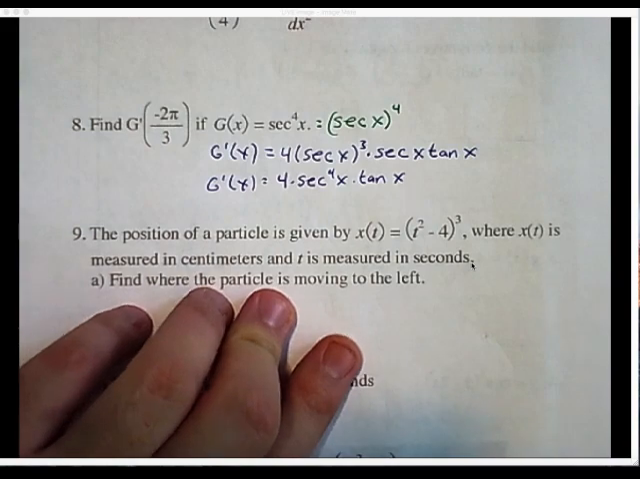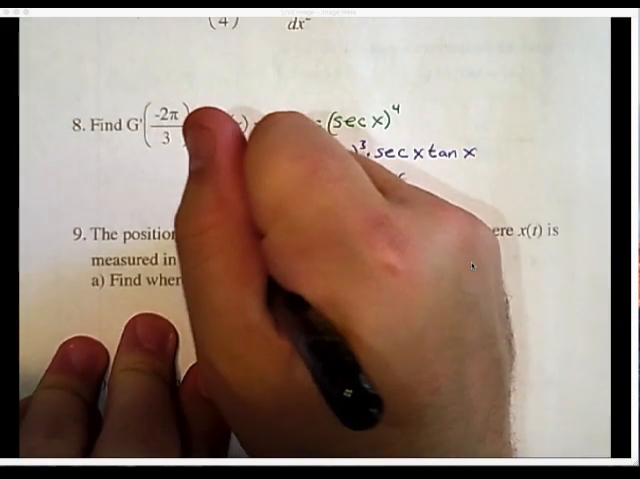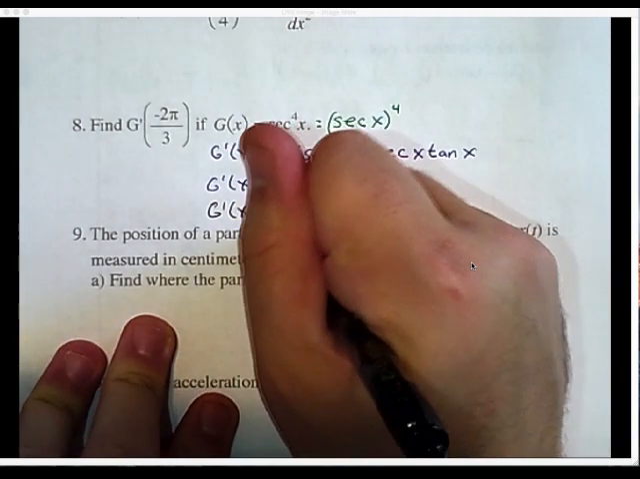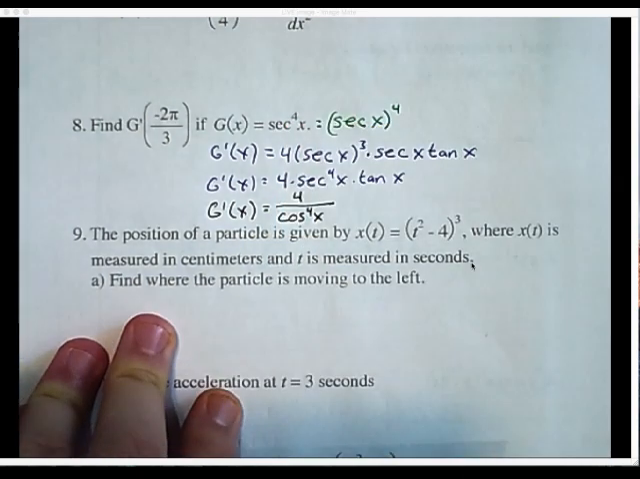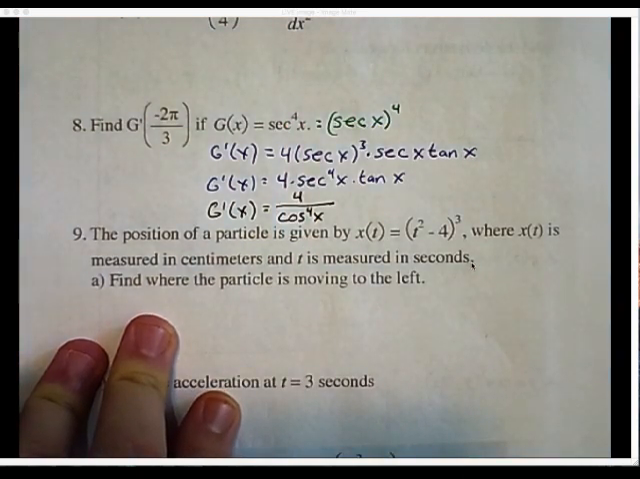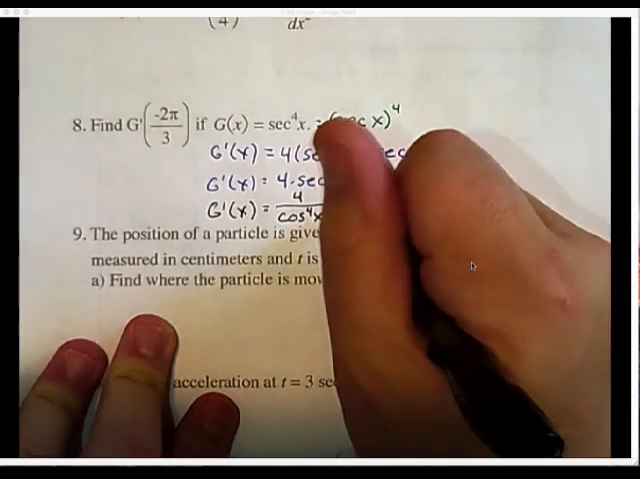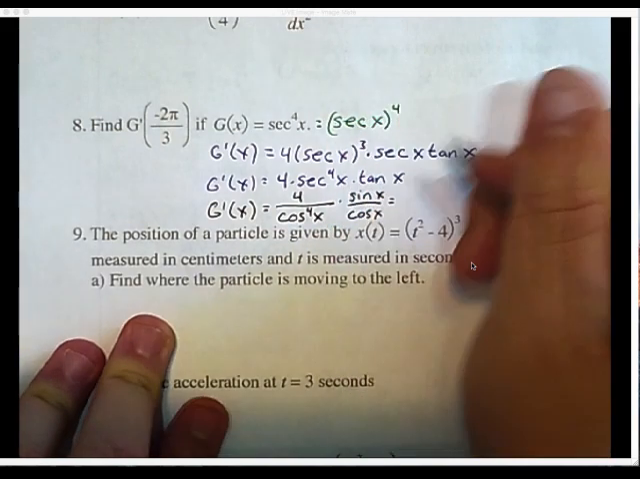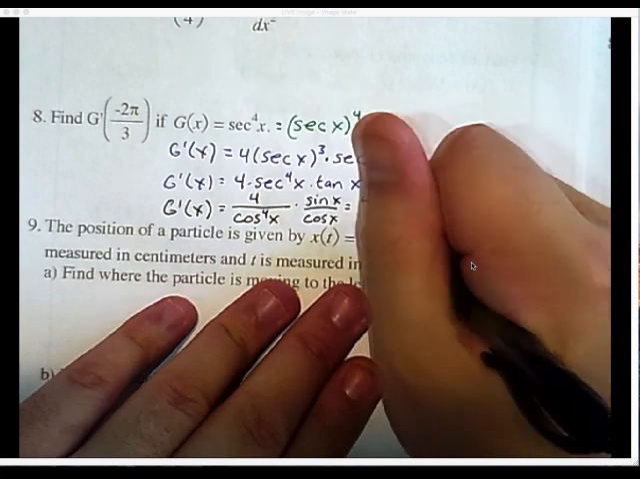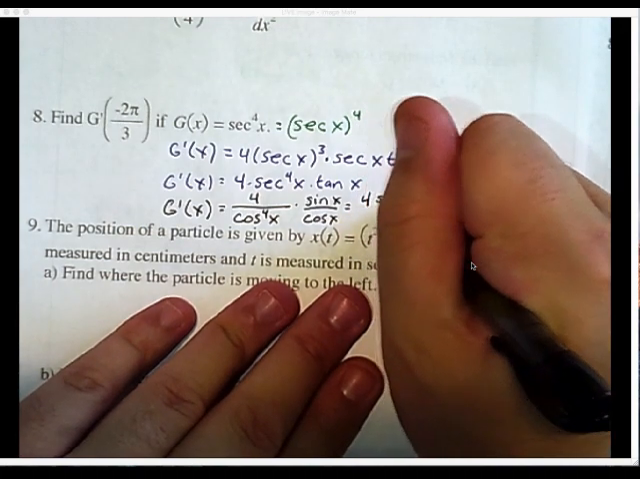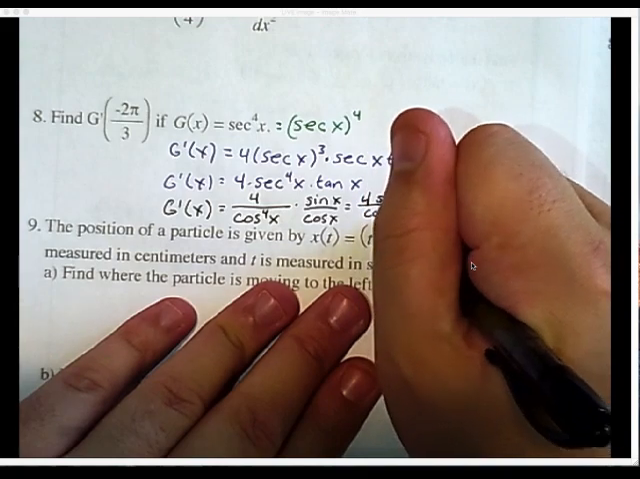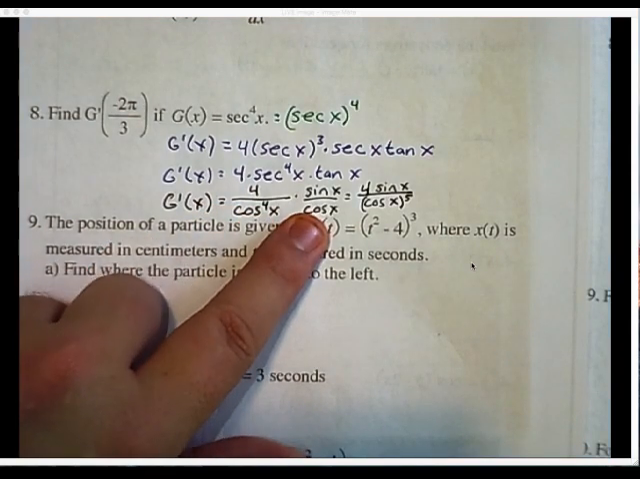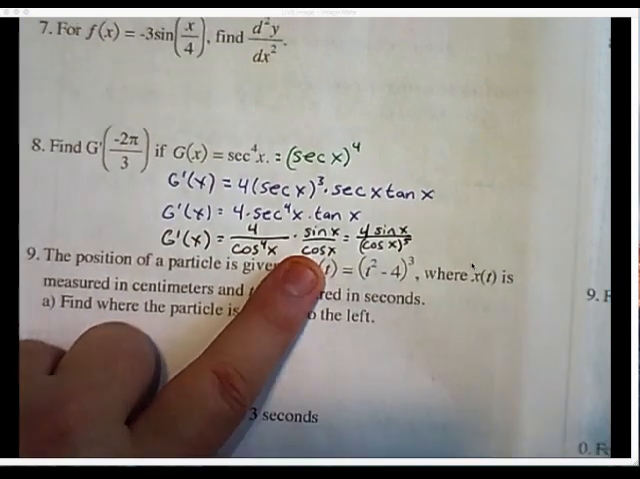Now doing this without a calculator, let's write this a different way. Things I know on the unit circle. What is secant? It's the same thing as dividing by cosine. So that's like saying 4 over cosine of x to the 4th times, what's tangent? Well, that's sine of x over cosine of x. So what does this really mean? This is saying 4 sine of x over cosine of x to the 5th power, because you got 4 there times another one right there.